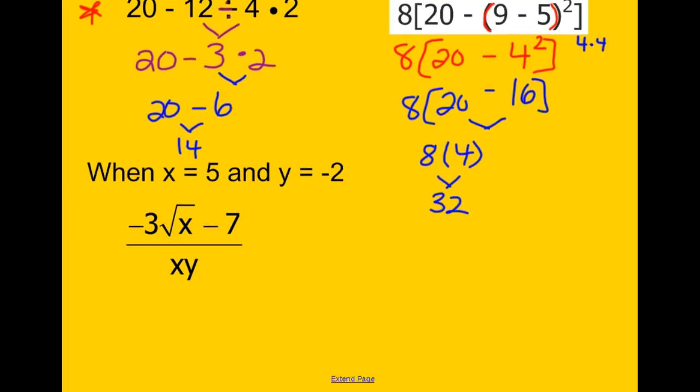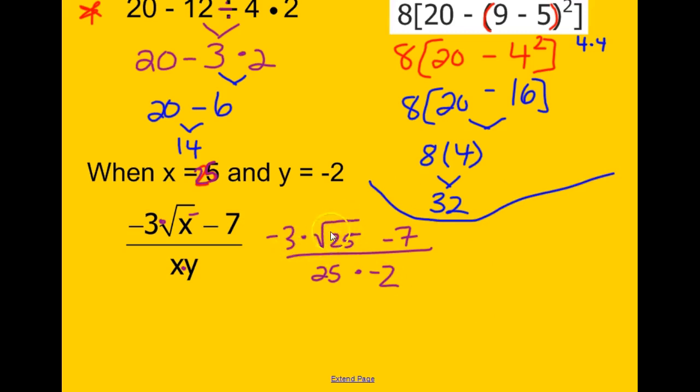Here's another one, but we need to evaluate because we're missing a couple numbers. I made a mistake. This should really be 25 and not just 5. So here we have negative 3. It's touching the square root here, so that's multiplied by the square root of x, and x I changed to 25 because I made a mistake, remember? And then it says minus 7. On the bottom, these are touching. This really means multiply. X is 25 times y, which is negative 2.